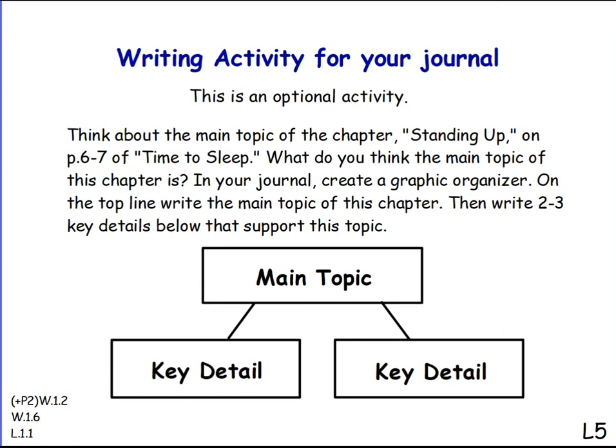Our journal writing activity for today says, think about the main topic of the chapter Standing Up on pages 6 and 7 of Time to Sleep. What do you think the main topic of the chapter is? In your journal, create a graphic organizer. On the top line, write the main topic of this chapter. Then write 2 to 3 key details below that support this topic.